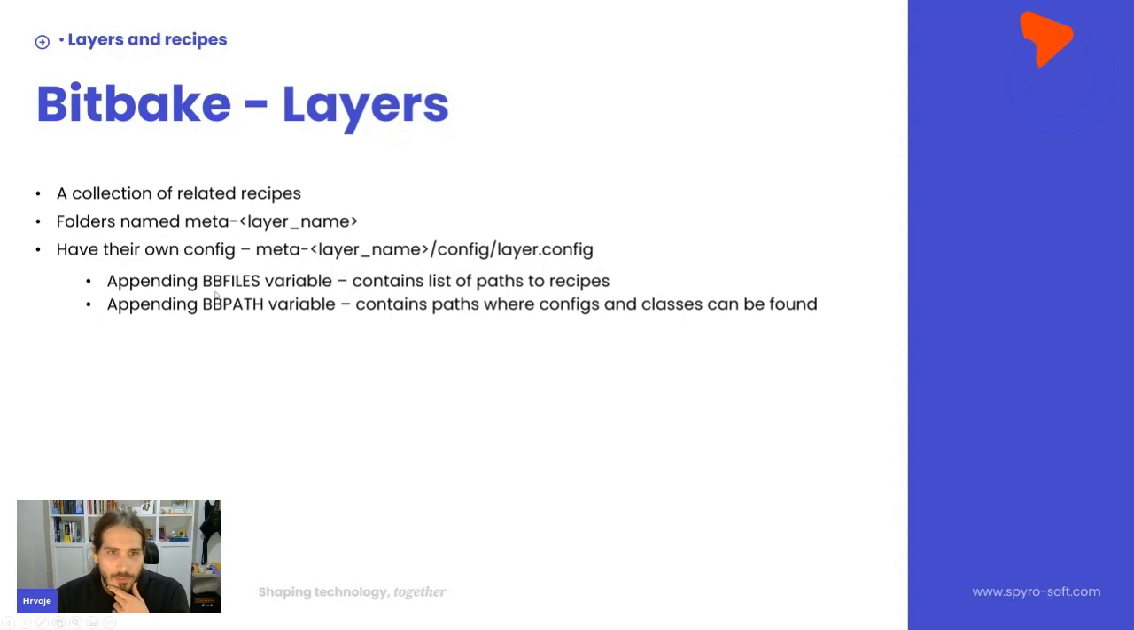Then we also append to the BBPATH variable, which contains paths where BitBake should look for different configs and classes. And usually we just add the top layer directory to the BBPATH variable.